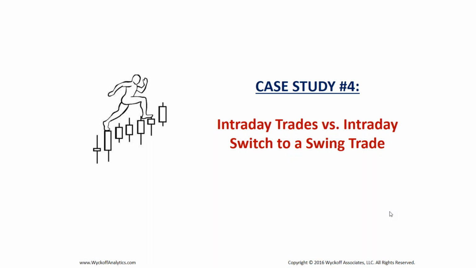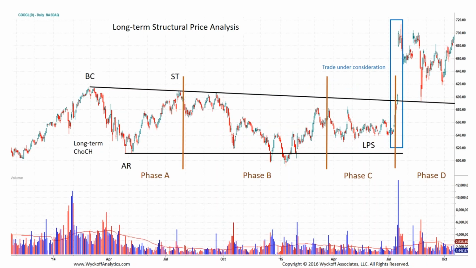So now let's talk about the idea of a switch from the intraday entry to a swing trade. Specifically here, I'm looking at Google again. It's one of the popular momentum stocks that people would be inclined to day trade or swing trade. So we want to participate in this stock. We're looking at the long-term structure, and by long-term structure, I'm seeing here almost a yearly range.